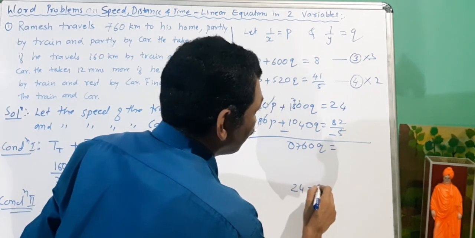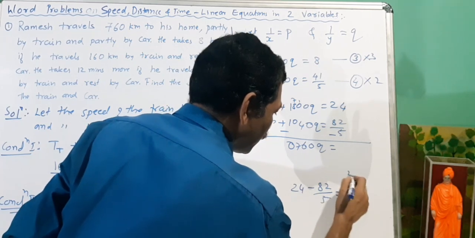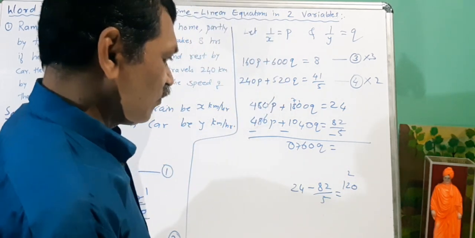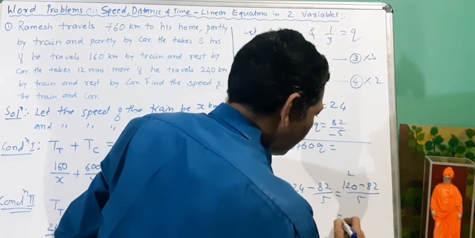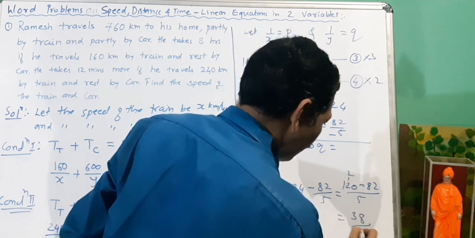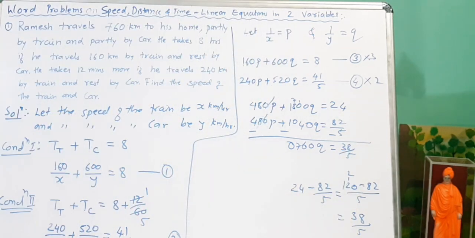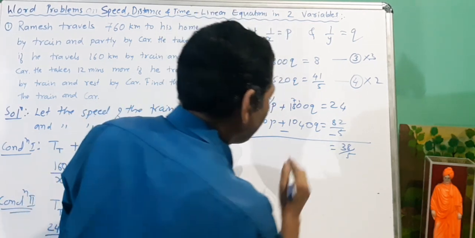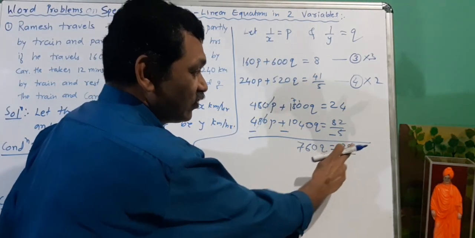I am doing it here: 24 minus 82 upon 5. So 24 times 5 is 120, minus 82 upon 5. This gives us 38 upon 5. And therefore 760q is equal to 38 upon 5.